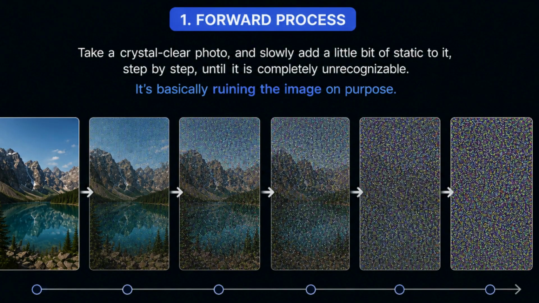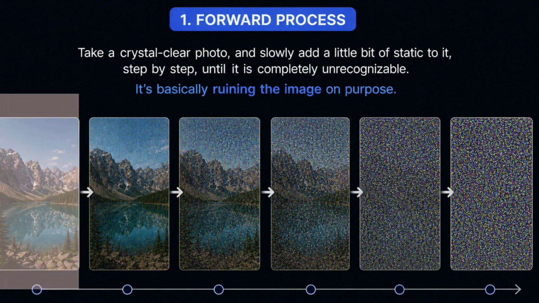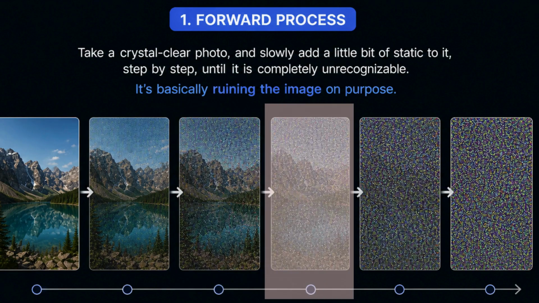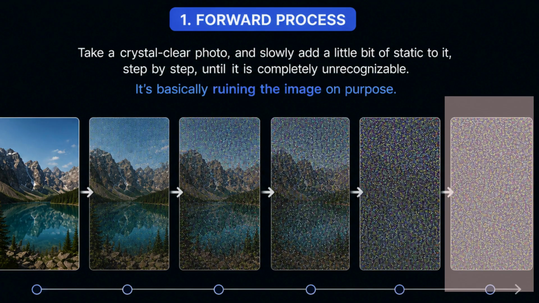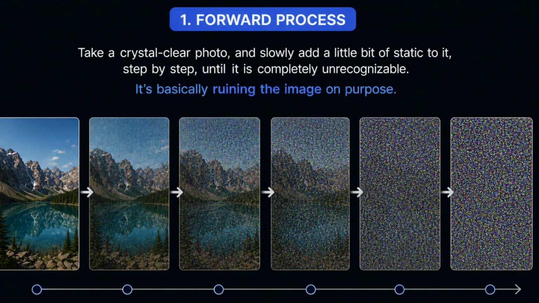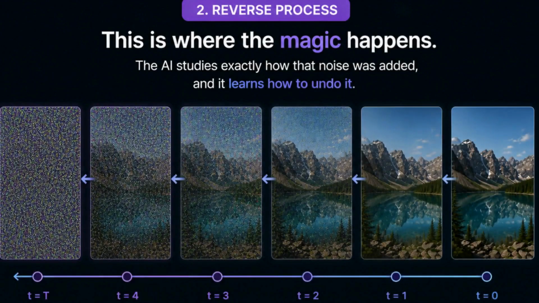First is the forward process. Imagine taking a crystal clear photo from your camera roll and slowly adding a little bit of static to it, step by step until it is completely unrecognizable. It's basically ruining the image on purpose. But here's where the magic happens, the reverse process.